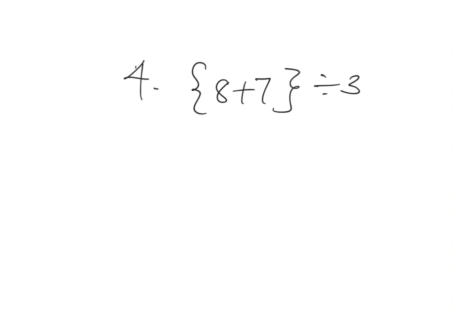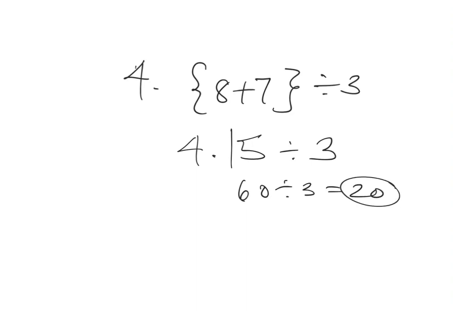In number 38, we have 4 times, and then 8 plus 7, divided by 3. So we have to deal with what's in that bracket there, 8 plus 7, and that's 15. And you have 4 times that and then divided by 3. 4 times 15 is 60, divided by 3, you have 20. And that's the answer to that problem.